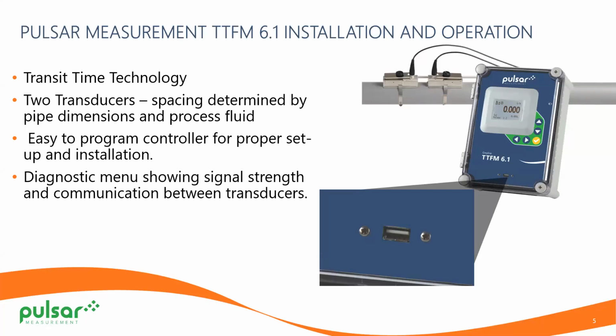One thing you'll notice, all our menus have this 4 push button control feature. Very, very easy to set up and operate. So in a case like our transit time meter, what you would do is enter your process conditions, process fluid, temperature, and also your pipe wall dimensions, and it's going to tell you what the transducer spacing should be, and that's how it's determined. Also, there's a diagnostic menu showing you signal strength and also the communication between the transducers. It'll tell you that it's working properly.